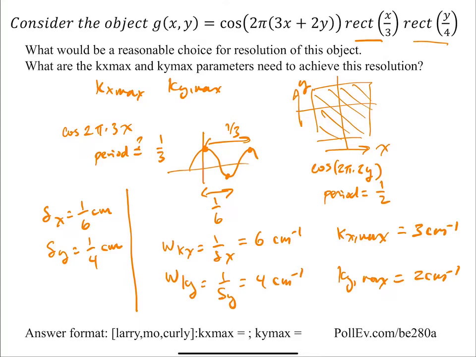Just as a teaser, notice that from this period, I could have directly gone to here, and from this period, I could have directly gone to there. If that's the highest frequency, the frequency of that cosine is 3, so I know my kx max should just be 3. And the frequency of the other cosine is 2, so ky max is just 2. That's the other way you could think about it. Sometimes it's very useful to think about lots of ways of looking at problems, both for courses and also for research. Any questions before we talk about the final project?